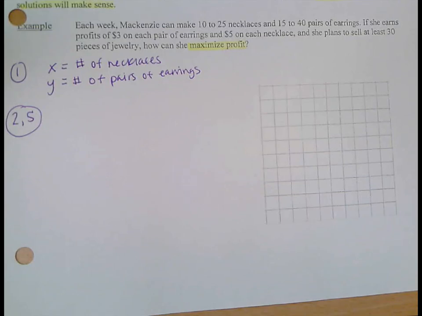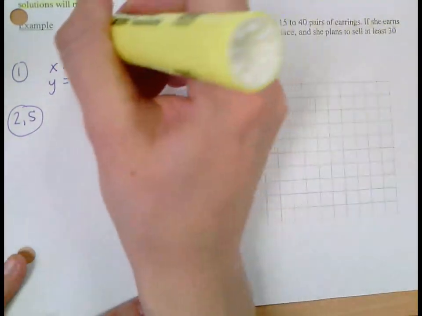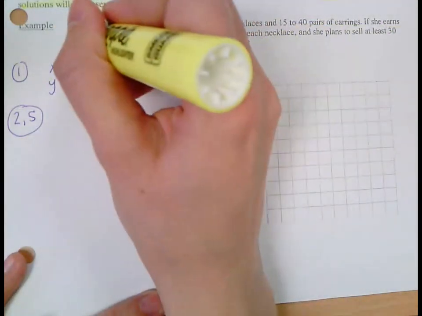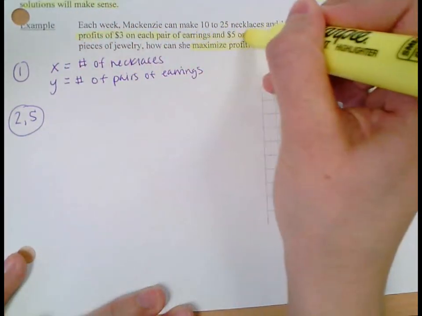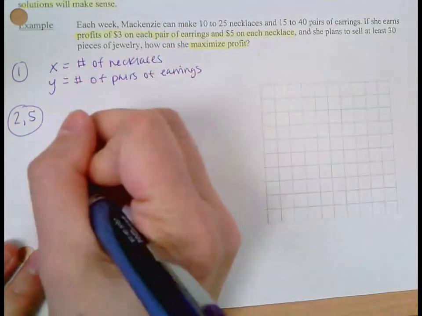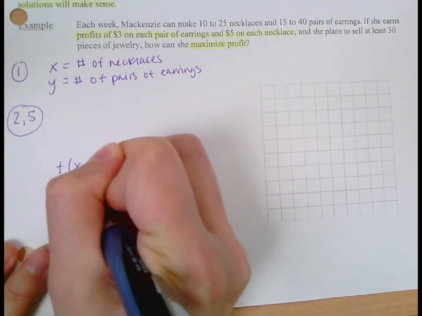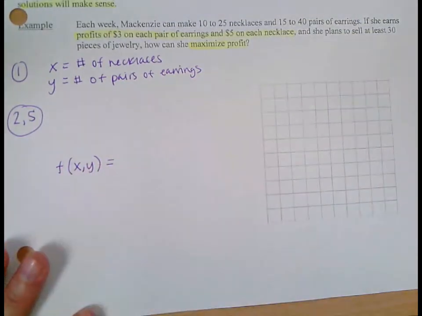So our function should represent the profit. It should be the profit function. If I read through this information again, it's saying that her profit on each pair of earrings is $3 and $5 on each necklace. So the 3 and the 5 should be part of the function and not part of my inequalities. Because I'm talking about the function, I'm going to write that first. I'm just going to leave some room above for my inequalities. But the function will be f of x y.